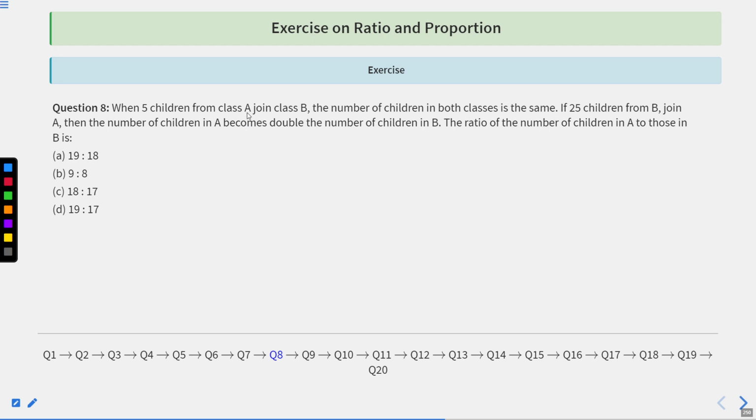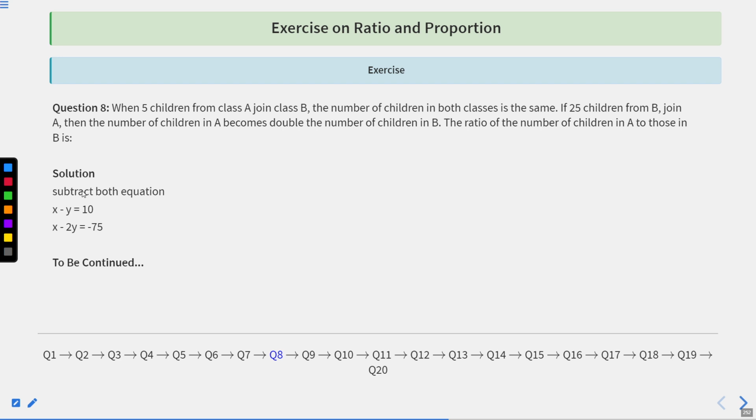When 5 children from class A join class B, the number of children in both classes is the same. If 25 children from B join A, then the number of children in A becomes double the number of children in B. The ratio of the number of children in A to those in B is. So x minus 5 is equal to y plus 5. So x minus y equal to 10, this is the first equation. Then x plus 25 equal to 2 times y minus 25. So x minus 2y equal to minus 75 is the second equation.